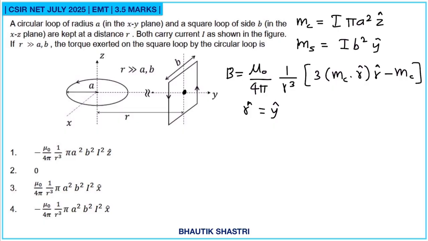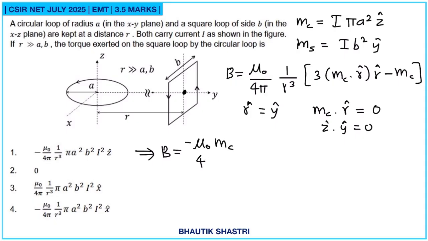Now mc is along z cap direction and r cap is along y cap direction. That means mc dot r cap is equal to 0 because this is z cap dot y cap. That means magnetic field will be this part only. So this is mu naught into minus mc upon 4 pi r cube. So this is the magnetic field. Let's substitute value of mc also. This is mu naught upon 4 pi r cube into I pi a square z cap.